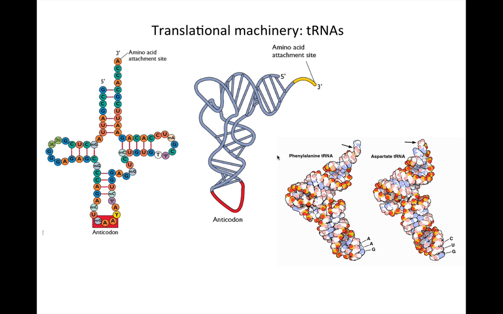In the middle is an alpha carbon trace of the tRNA. Again, the anticodon and the amino acid attachment site are highlighted, and finally a space-filling model. So these are L-shaped molecules, you can see.